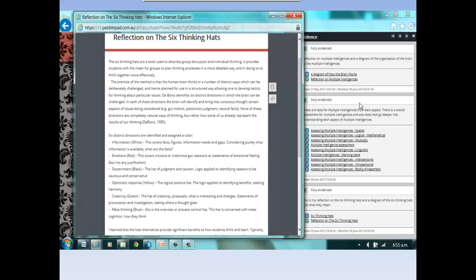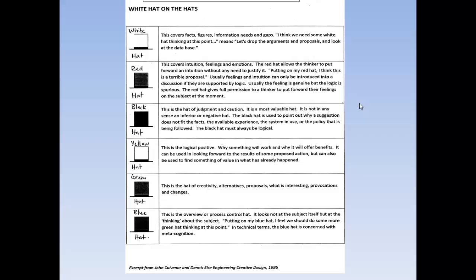This is my reflection on them. It describes how to think in group discussions and it describes individual thinking. It also explains what each hat means as well. And this is a diagram of what that means.